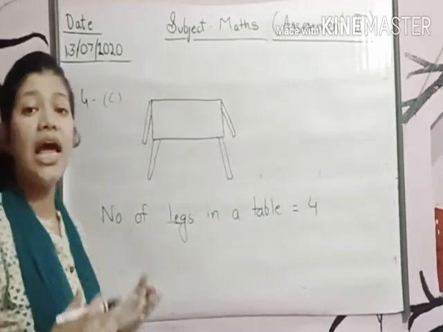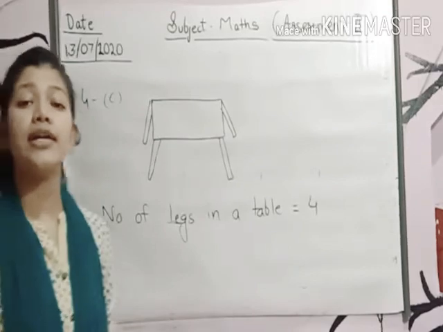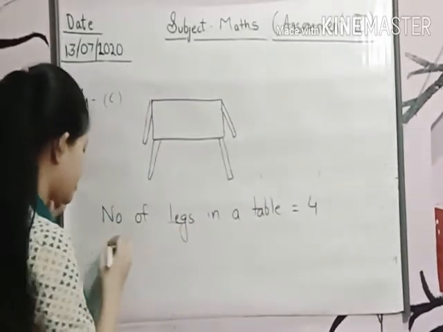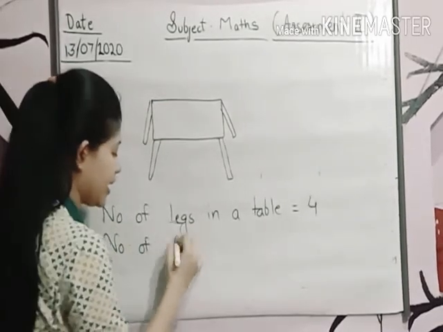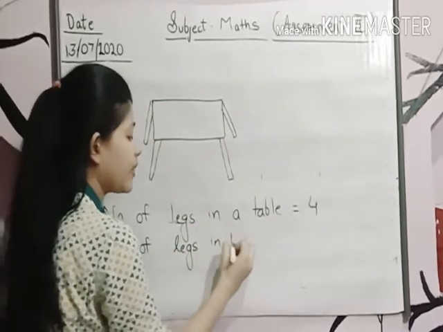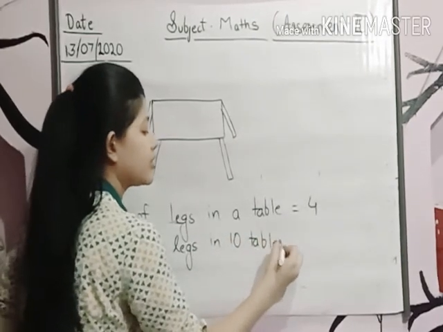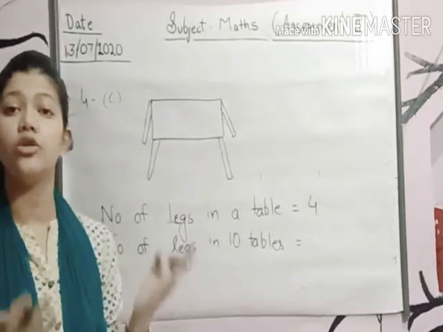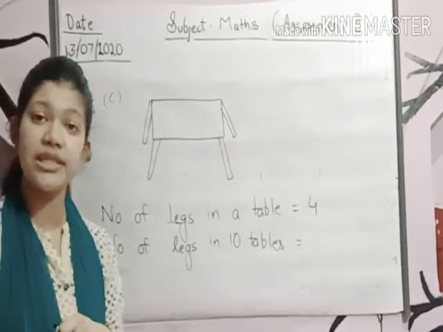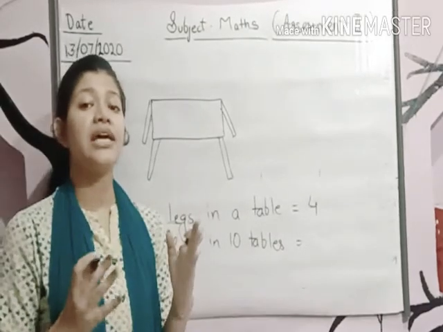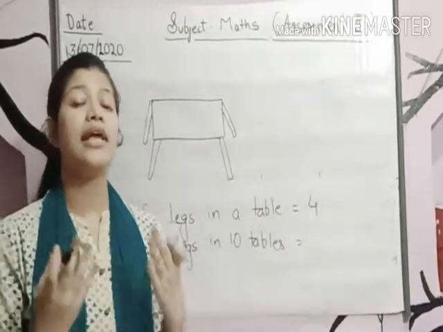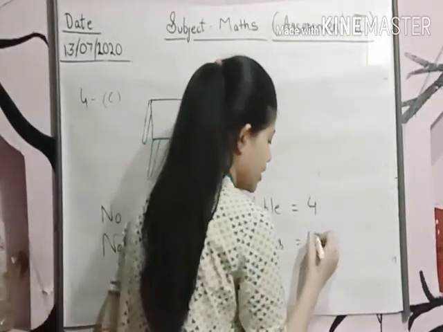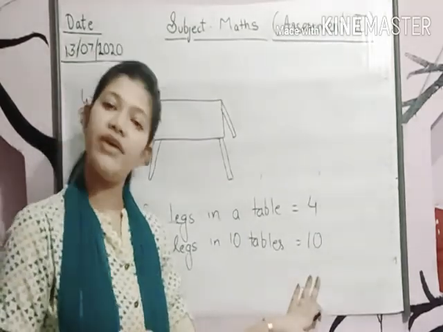Yes. Now what we have to find out? We have to find out the number of legs in 10 tables. Yes. So let's find what we will write. Number of legs in 10 tables, which will be equal to, now what will be our first factor? Number of equal groups. Yes. So how many groups are there? We have to find out the legs of how many tables? 10. It means there are 10 equal groups. So 10 will be our first factor.